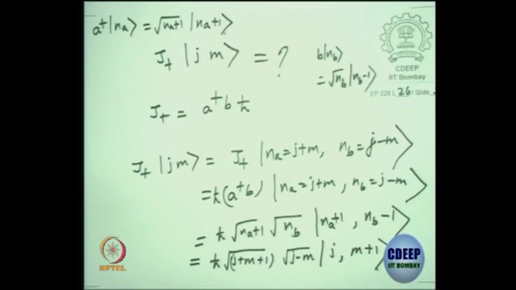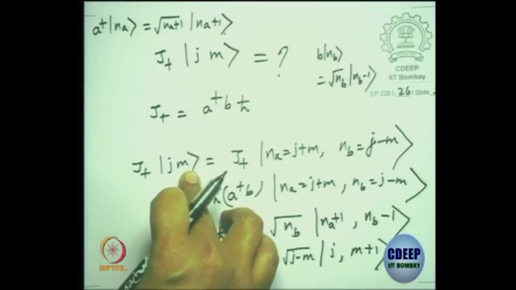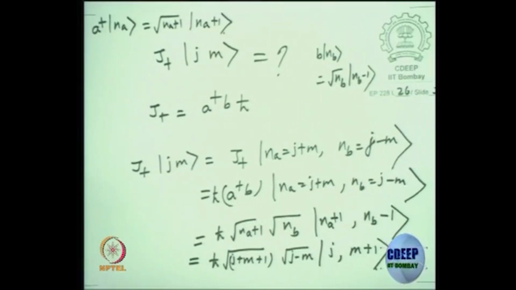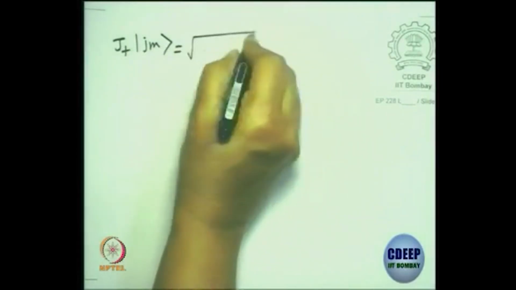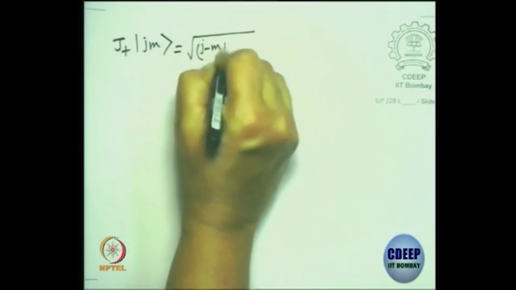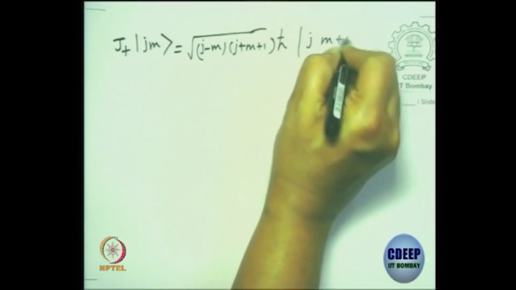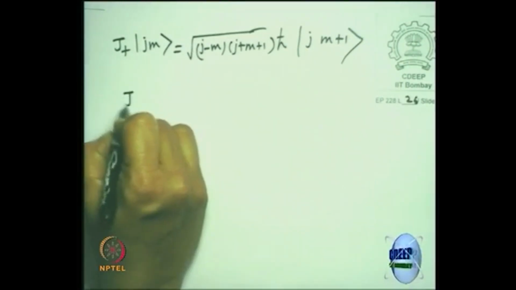There is one more thing you can check. If M is J, this also you know. You can't go to J comma J plus 1, right? M ranges from minus J to plus J. What is J plus on J comma J? So we find here J plus on J m to be square root of (J minus M)(J plus M plus 1) ħ on J, M plus 1. This is what we find. What is J plus on J J?